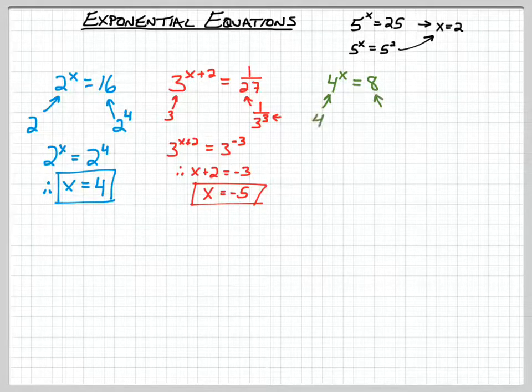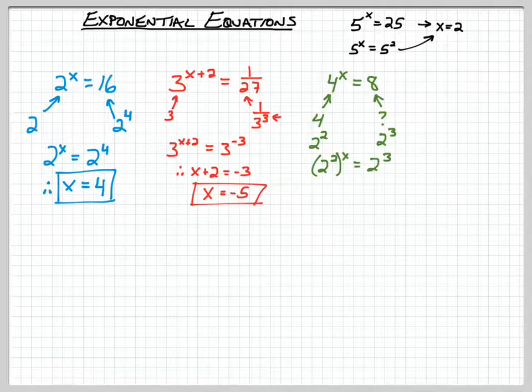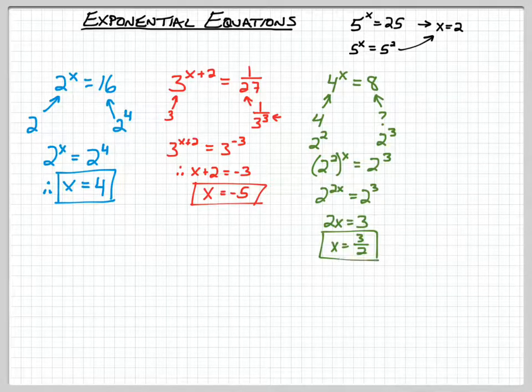Well, if we look at 4, that's not matching up with 8, like we said. So we can get to 2, and 4 is the same as 2 squared. If we think of it that way, then we've got 2 cubed on the right side. So we can rewrite this as 2 squared to the x power, and that equals 2 cubed. Now with our law of exponents, if we have a power of a power, we can just multiply these. We have 2 to the 2x power equaling 2 cubed. So now we can drop our bases and look at what x equals again. So we get x equals 3 over 2.